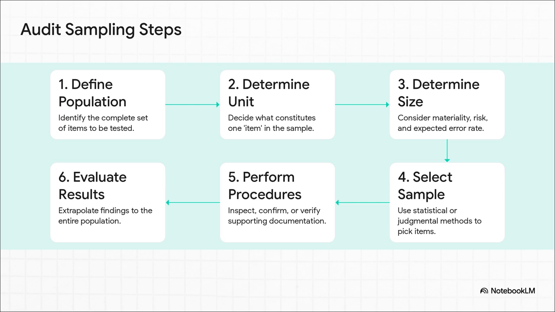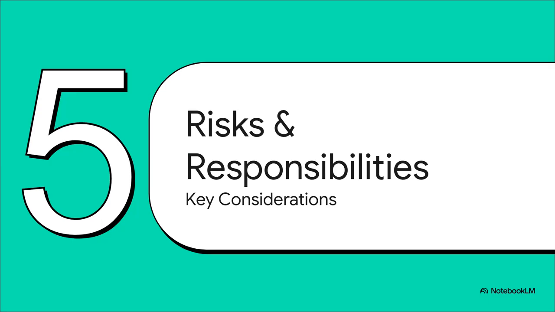Step 5, perform audit procedures. This is where you do the actual testing. And finally, step 6, evaluate results and draw conclusions. You take what you found in your small sample and project it back to the whole population. See? A logical flow? All right, we've covered the what and the how. But now we need to talk about something incredibly important, the risks and responsibilities that come with all of this.